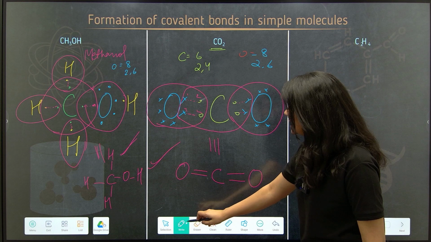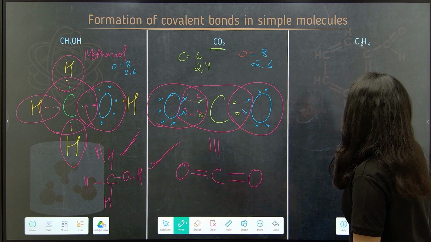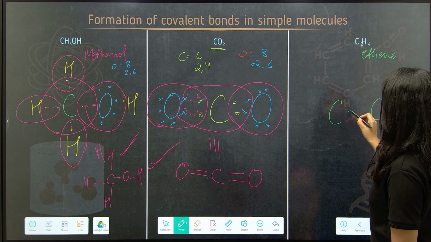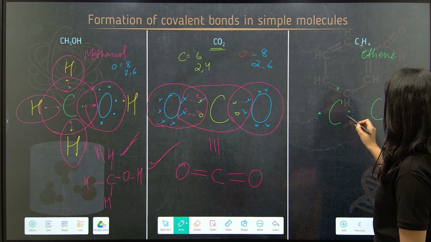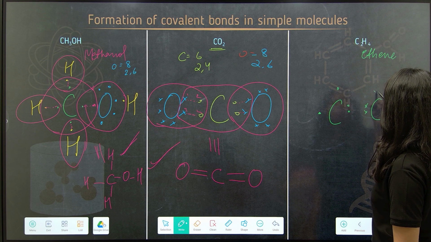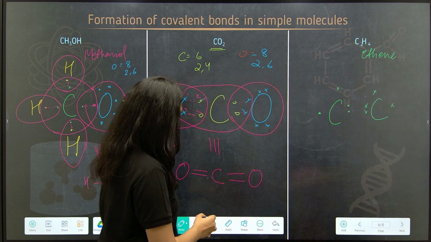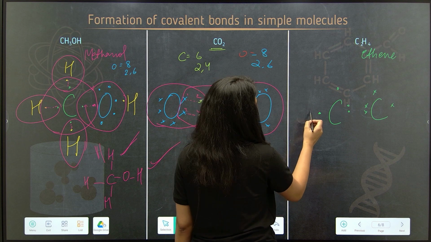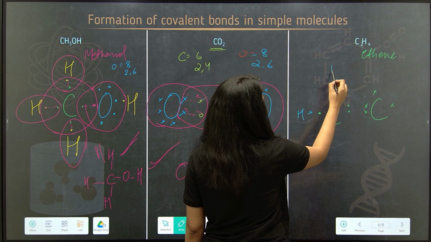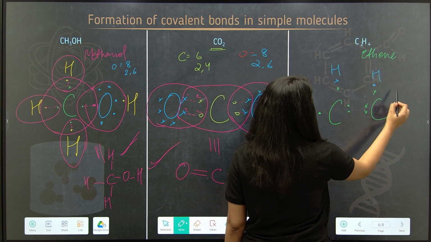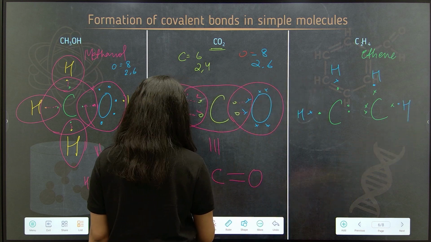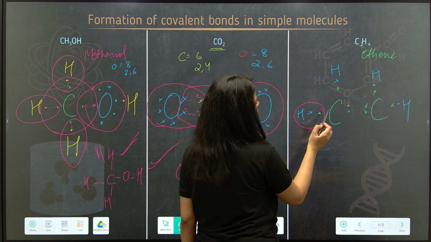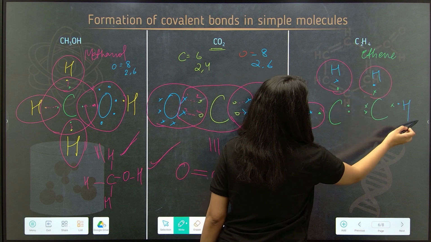Next is your ethene molecule. Okay, so this is what? Ethene. So 2 carbons, each having 4 electrons, right? 4 electrons each carbon is having, and then they are bonded with 2 hydrogens each. So 1, 2, 3 and 4. Now let's talk about the sharing. Each hydrogen needs 1 more electron to complete its doublet. Okay, so this is how they will complete their doublet.